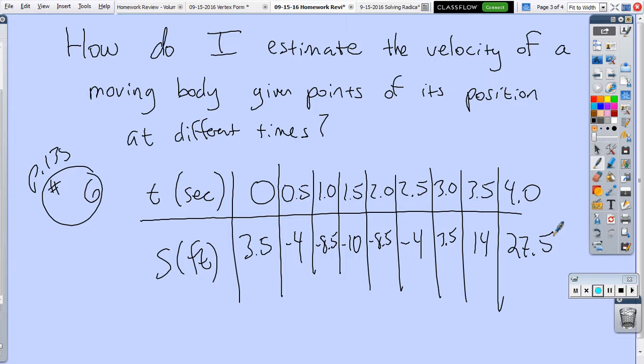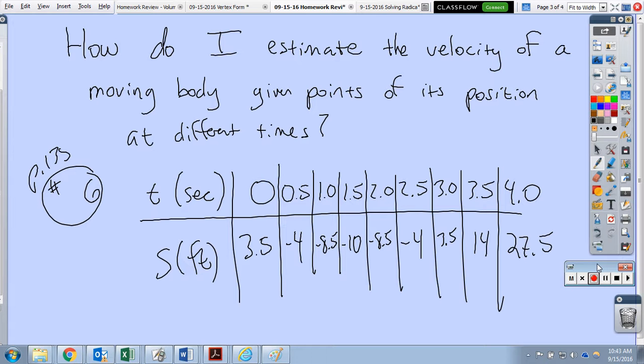Anyone concerned or not totally familiar with why there's some negative values in here? Wait. I know, I have to say that.